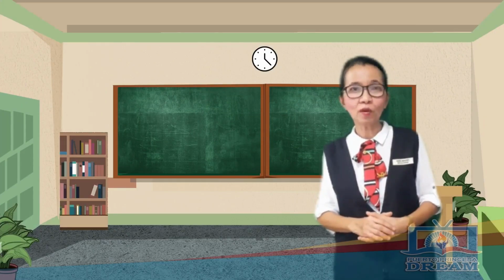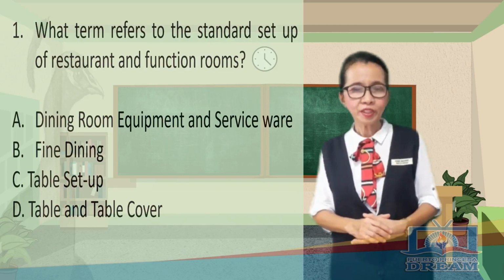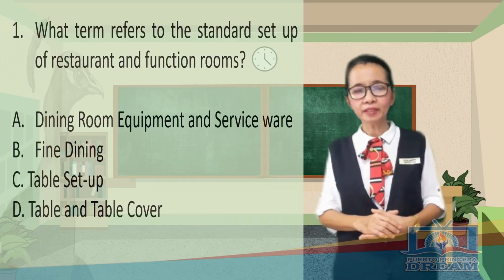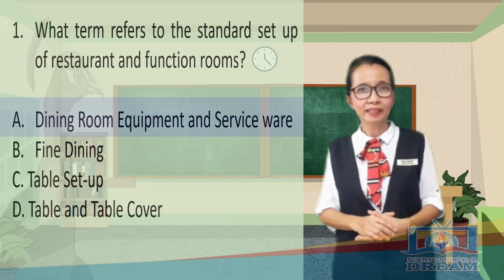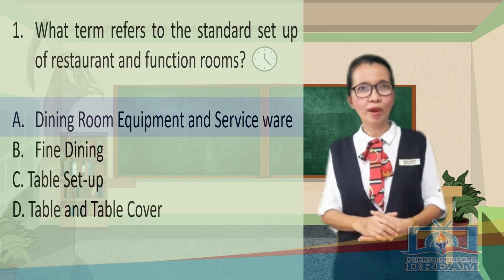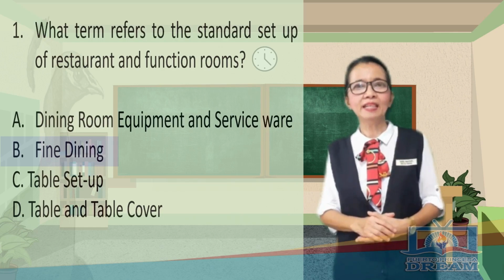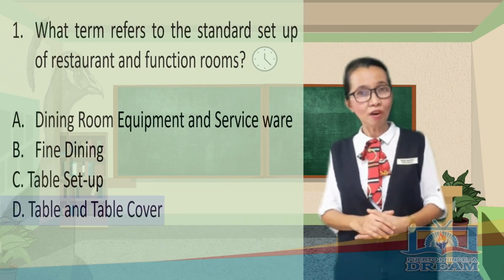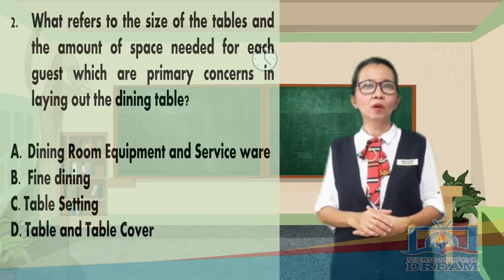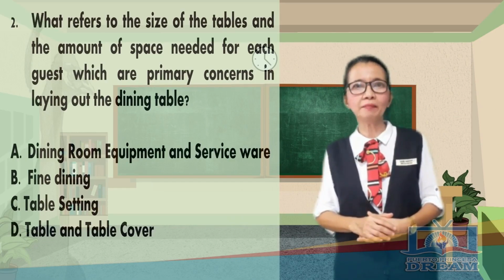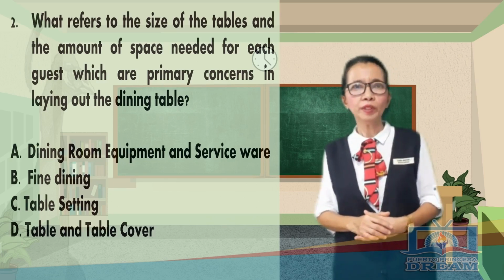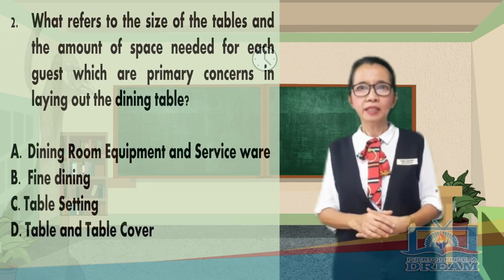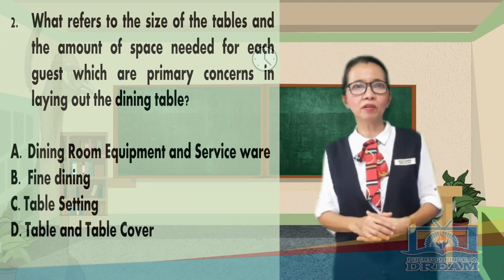Here is the first question. What term refers to the standard setup of restaurant and function rooms? A. Dining room equipment and serviceware. B. Fine dining. C. Table setup. D. Table and table cover. Number 2. What refers to the size of the tables and the amount of space needed for each guest, which are primary concerns in laying out the dining table?